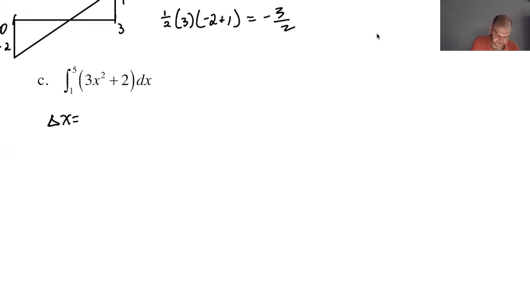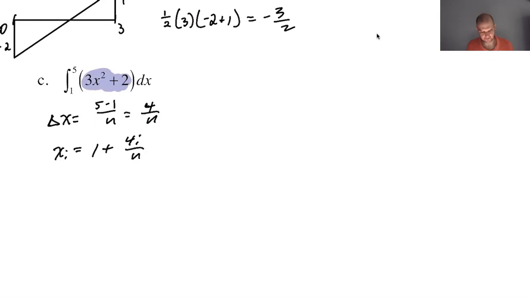Delta x is, you're going from 1 to 5, so 5 minus 1 over n, so 4 over n. And then x sub i is where you start, plus i times delta x, so 1 plus 4i over n. And then f of x is just this.